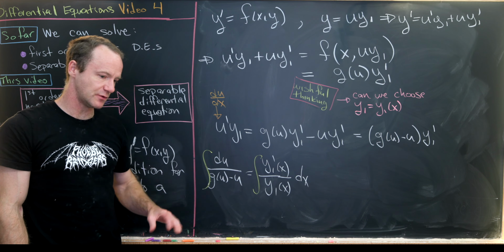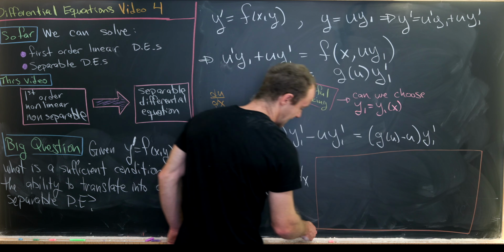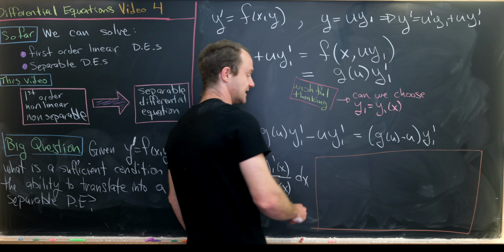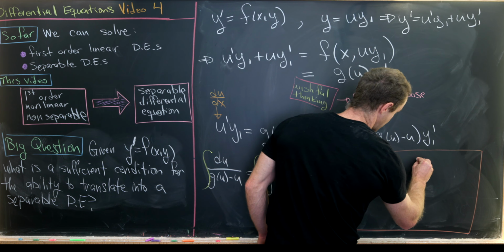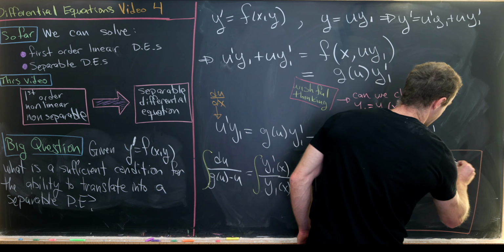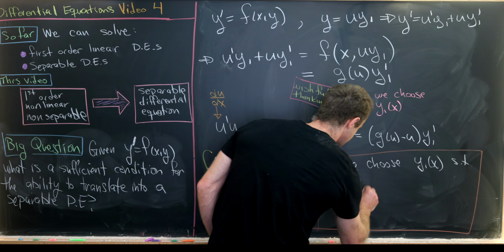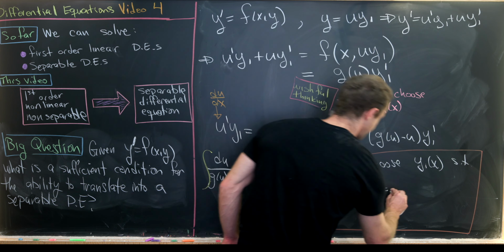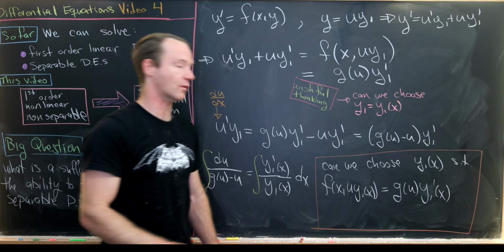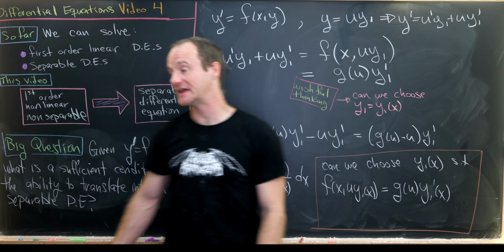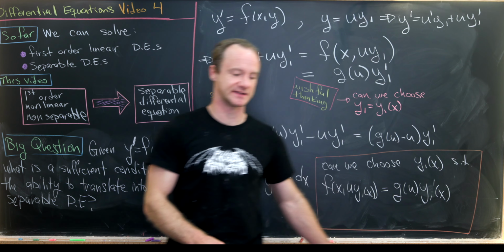Okay, so I guess maybe we should drill down on what made this possible. And the thing that made this possible is answering this question. Can we choose some function y1, I'll say y1 of x, such that f evaluated at x, u times y1 of x, in fact simplifies to a function just of u times the derivative of y1. And so this quite technical condition is exactly what this sufficient condition is for the ability to make this translation.